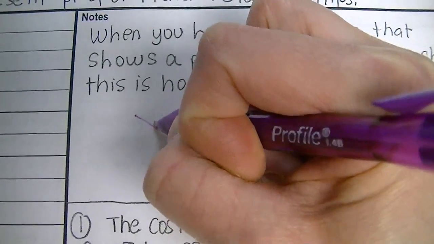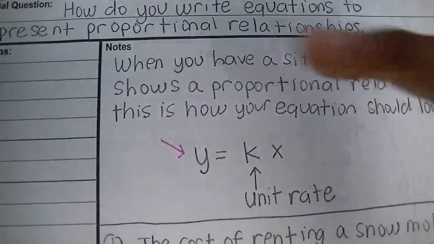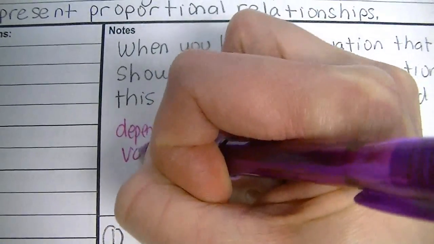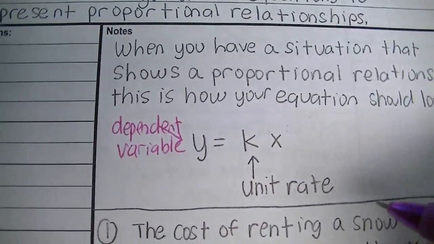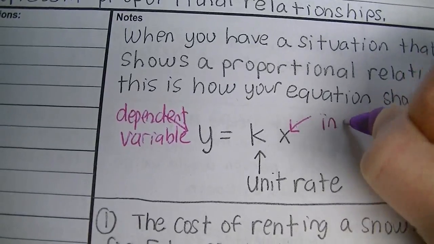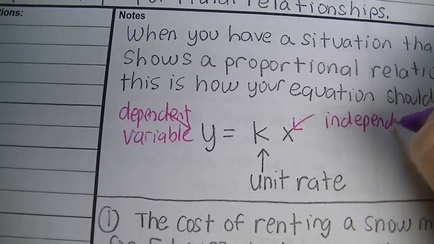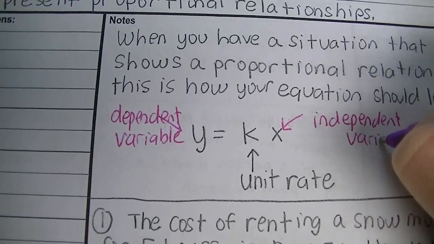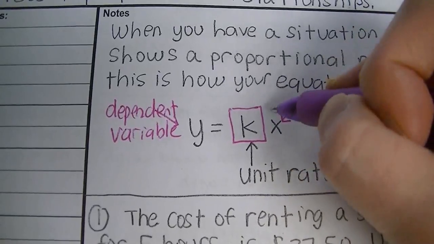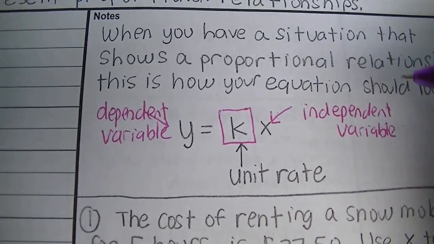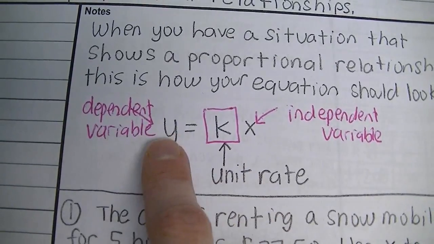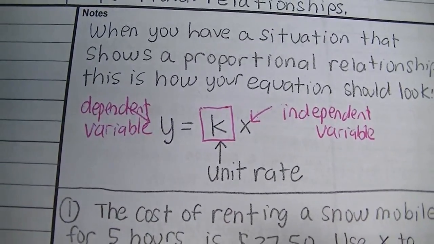So the y will represent your dependent variable. Okay, and this x right here, that's going to represent your independent variable. And of course, this k right there, in place of that k, you're going to put the unit rate, okay? But you're going to have a number for k right there, but you're going to keep your y the same and your x the same, all right?